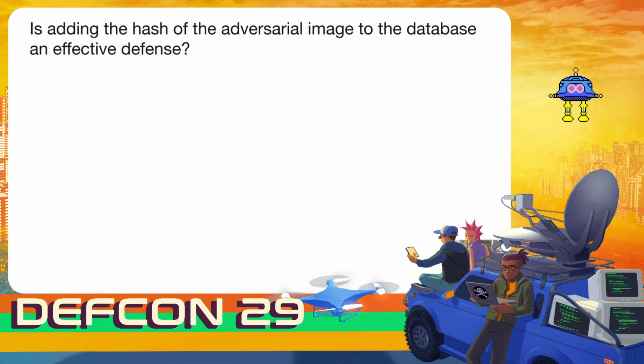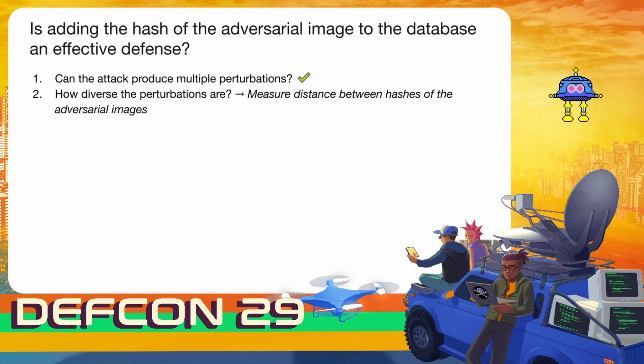To answer the question, we first look at, can our attack produce multiple perturbations? Because if our attack produces only one perturbation, then indeed just adding the hash of the adversarial image to the database would be an effective defense. But unfortunately, our attack can indeed produce multiple perturbations. So the next question we ask is, how diverse are the perturbations?